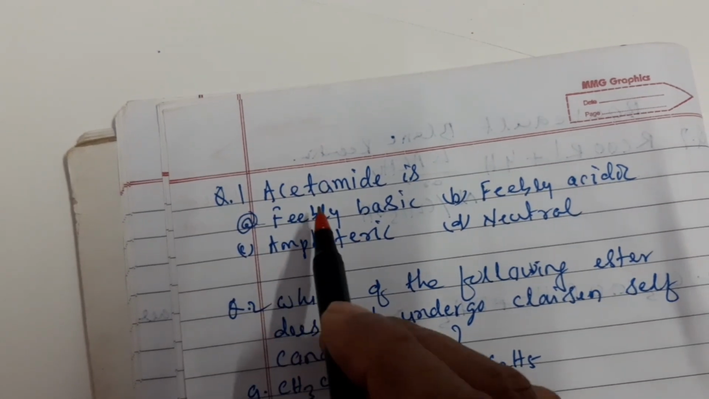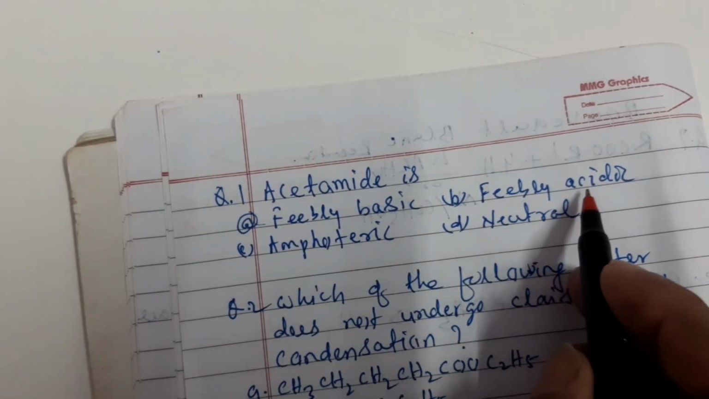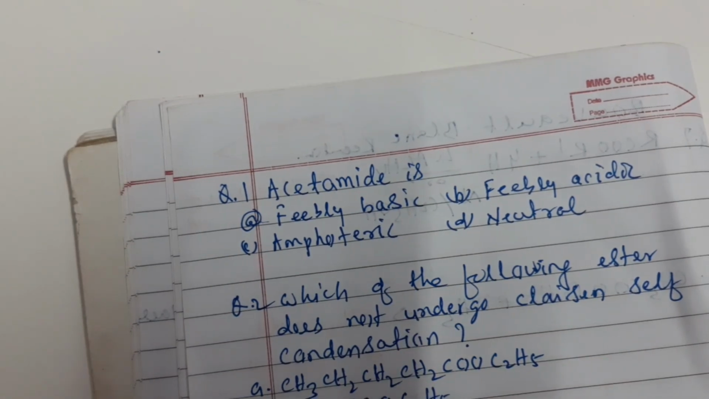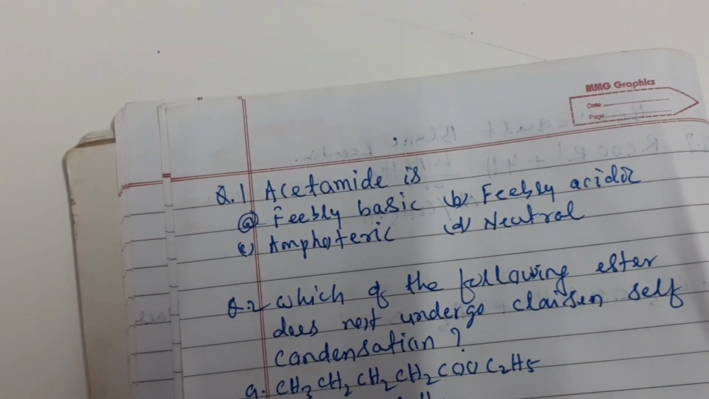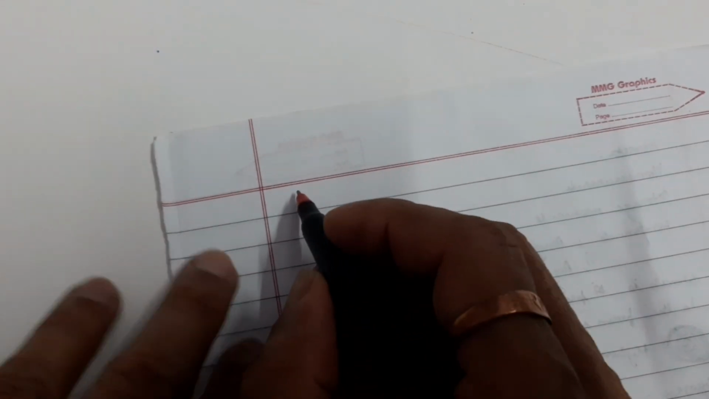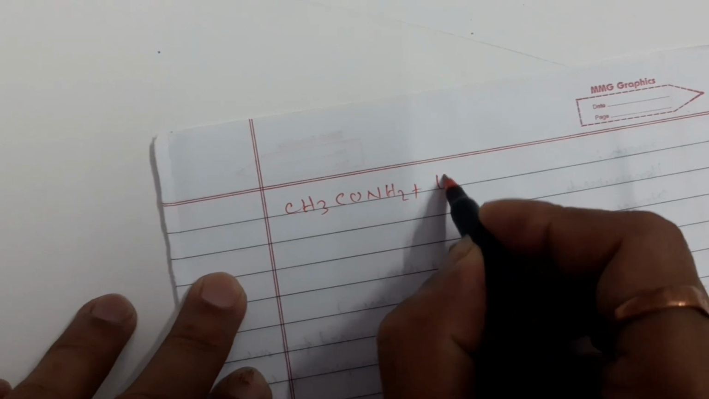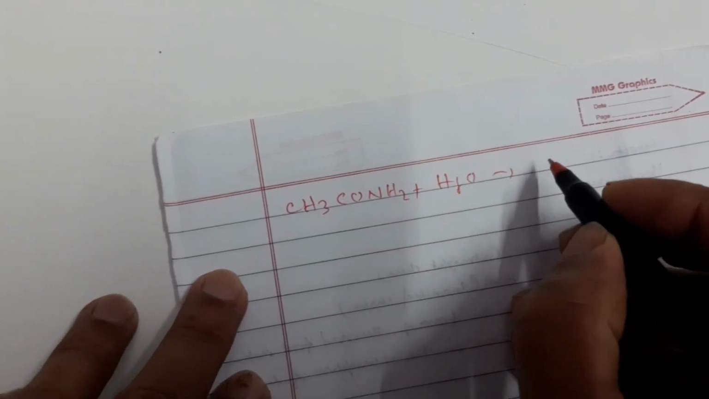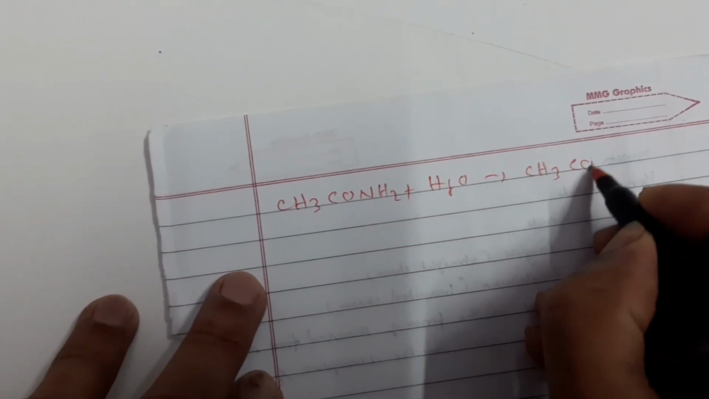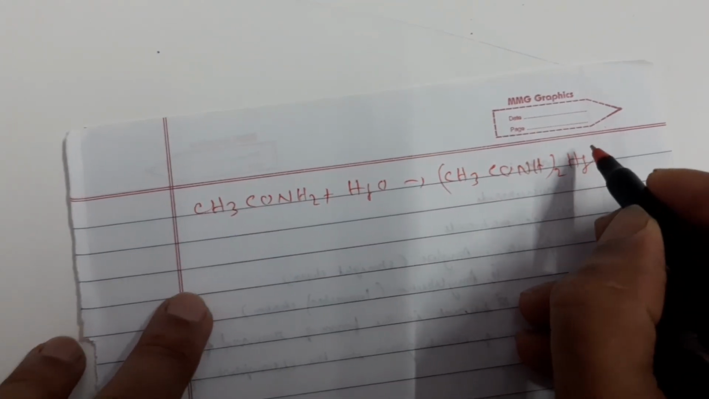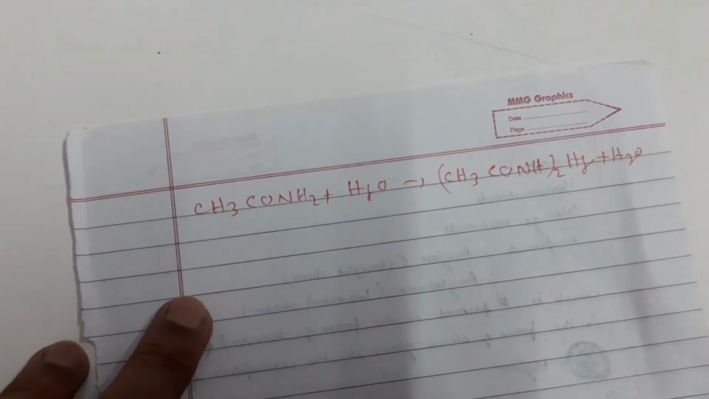The first question is: acetamide is basic, acidic, amphoteric or neutral? So it is amphoteric. How is it amphoteric? When it reacts with a base, it will give you a salt. You can take CH3CONH2 plus the base mercury oxide. It will provide you (CH3CONH)2Hg plus water. So this is the reaction with base.